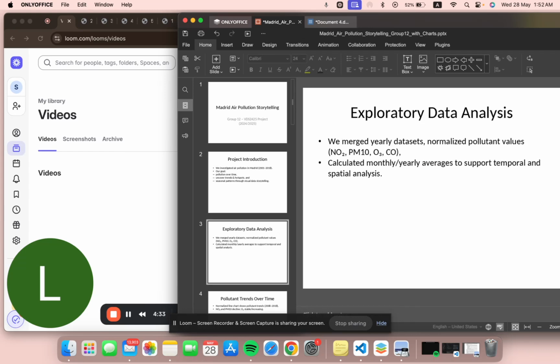To begin with, we collected and merged pollution data across multiple years, with each file representing a different year. We first normalized the pollutant values since they are recorded in different units, and then we computed monthly and yearly averages. This enabled fair comparison and trend analysis across pollutants and time.